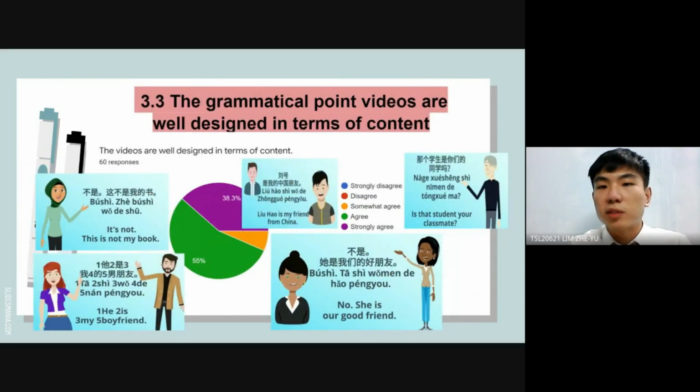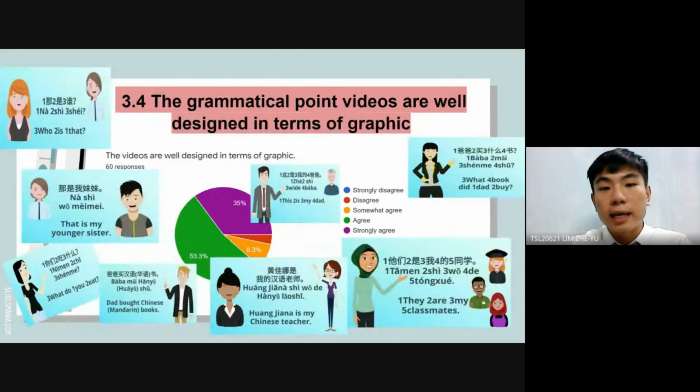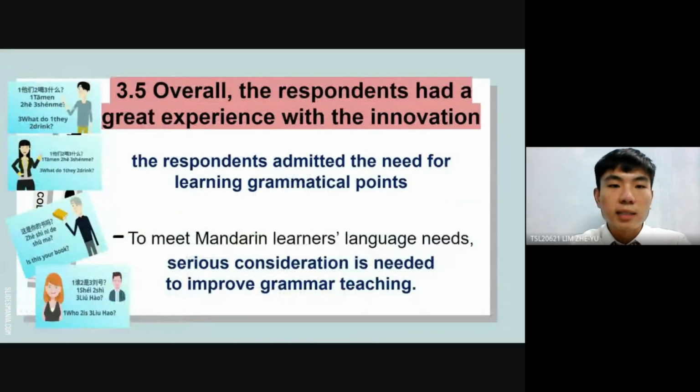93.3% of respondents viewed that the innovation is well designed in terms of content, while another 88.3% of respondents perceived that the innovation is well designed in terms of graphics. As an overall, the respondents admitted the need for learning grammatical points to enhance Mandarin learning. To meet these Mandarin learners' language needs, local textbook writers should take learners' concerns into serious consideration to improve their Mandarin textbooks in terms of grammatical teaching.